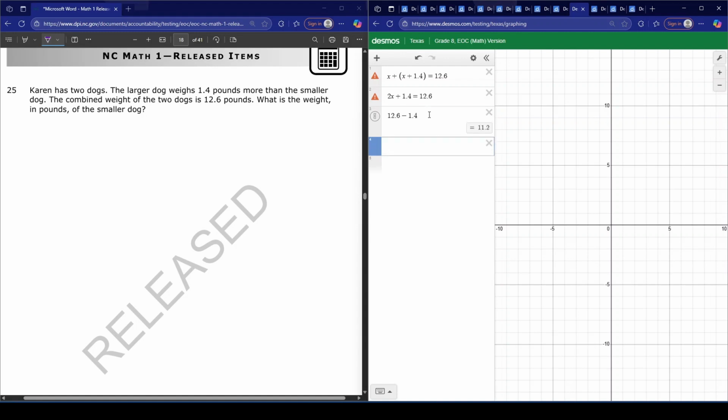And we get 11.2, right? So 2x equals 11.2, right? Well, we have to divide everything by 12. I mean, not 12, 2. So 11.2 divided by 2 is 5.6, right? So, in weight, in pounds, 5.6 pounds is the weight of this smaller dog. 5.6. And that's all we have to do, right?